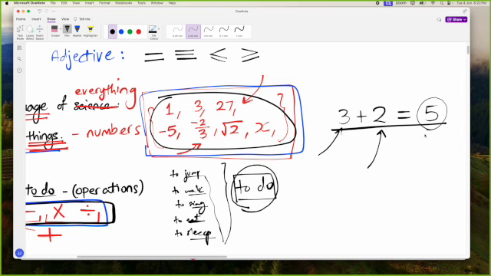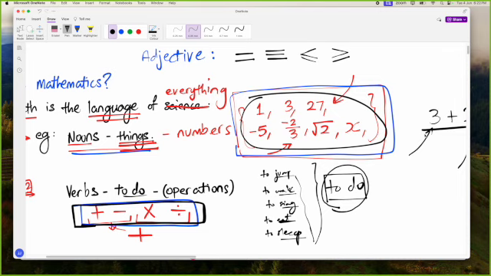So mathematics is the most efficient language there is, right?